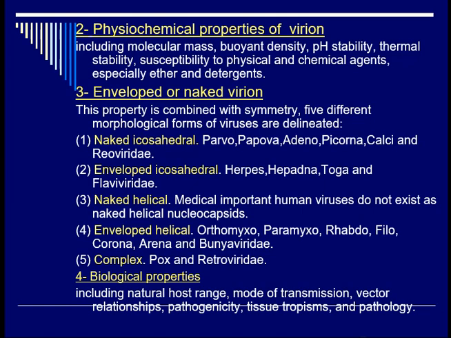Fifth category is the complex, and as we said, the complex symmetry viruses are the poxviruses in the Poxviridae family, and the Retroviridae family, the retroviruses. The fifth way of classification of the virus depends on the biological properties. These include the natural host range, the mode of transmission, vector relationship, pathogenicity, tissue tropism, where the virus goes when it enters inside the cell and starts replication. This is called the tissue tropism of the virus, and the pathological change.